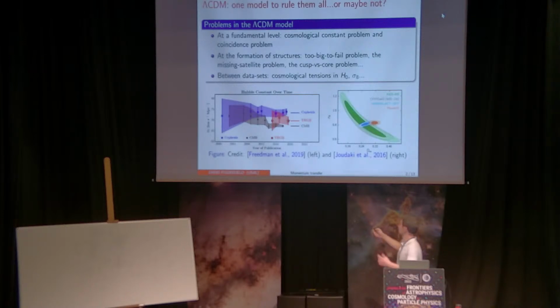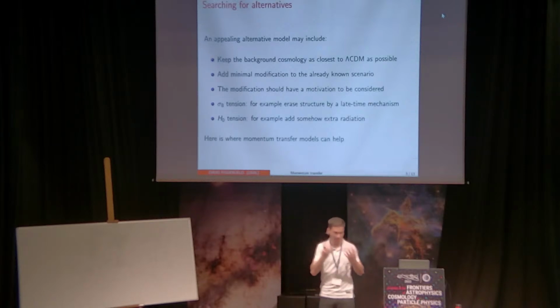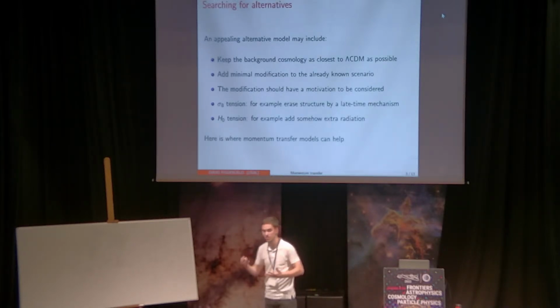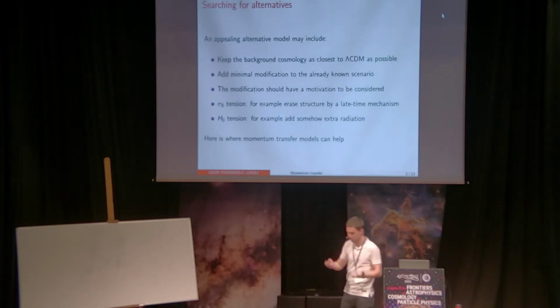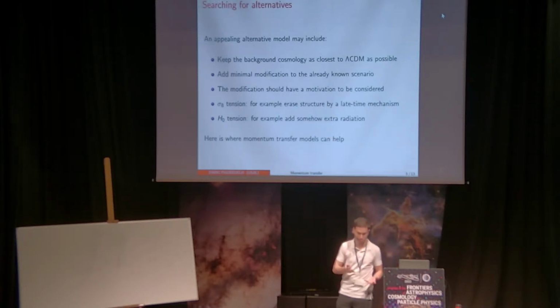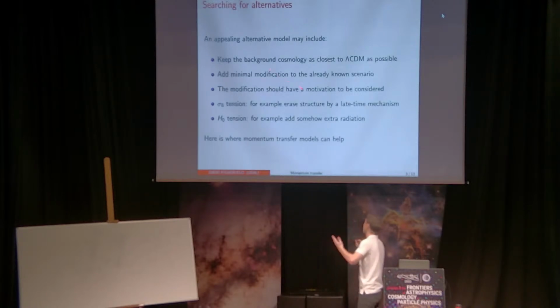So as it is not perfect, in cosmology we try to search for an alternative that can alleviate the tension or the problems we have. And in our opinion, an appealing alternative to the lambda cold dark matter model must be something very close to lambda cold dark matter, because we know it works very well. That means a minimum modification to the already known scenario.